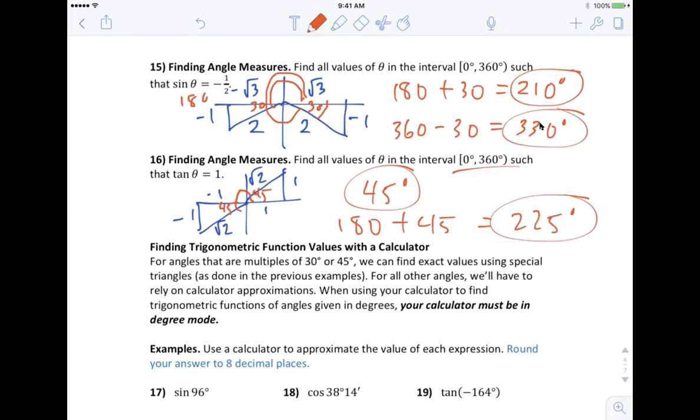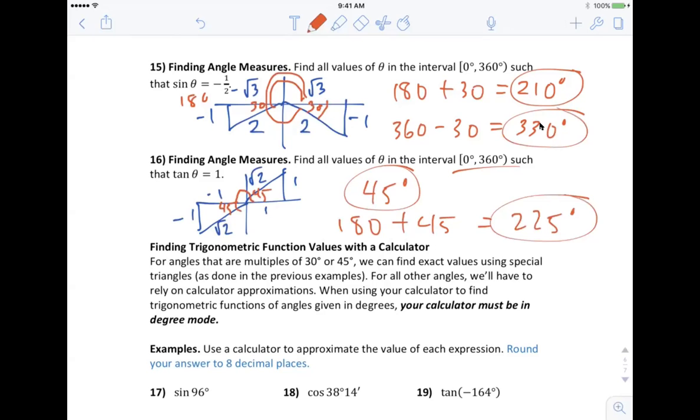So what we've been working with so far is exact values. Exact values are such that you don't use your calculator, you just use the properties of 30, 60, 90 triangles and 45, 45, 90 triangles, and give things in terms of square roots and such. Anything else besides those special angles, you'll have to use a calculator.